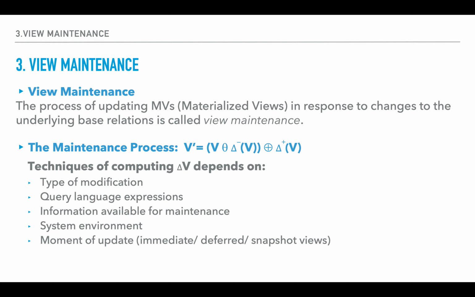Section 3 discusses view maintenance. View maintenance is the process of updating MVs in response to changes to the underlying base relations. In the maintenance process, the technique of computing increment V depends on several factors, including type of modification, query language expressions, information available for maintenance, system environments, and moments of update.